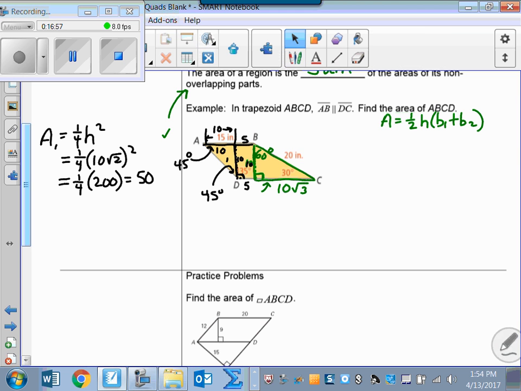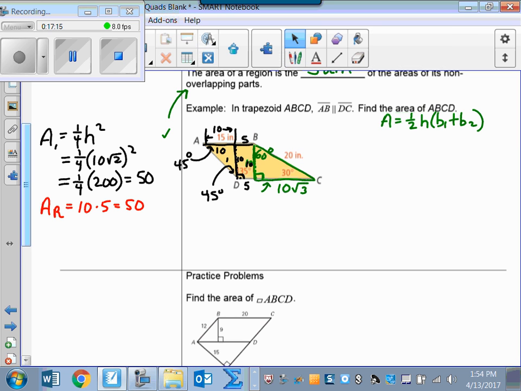Let's do the area of the rectangle now. The little bitty rectangle in the middle, I'll call it A sub R. It's just going to be 10 times 5, right? 10 times 5, length times width, base times height. 10 times 5 equals 50.